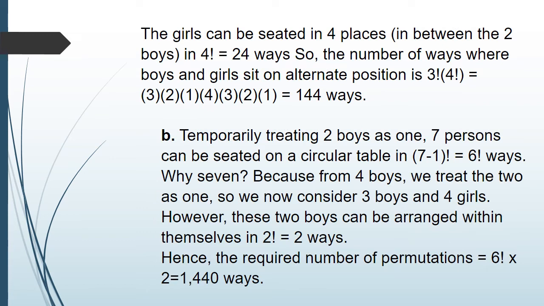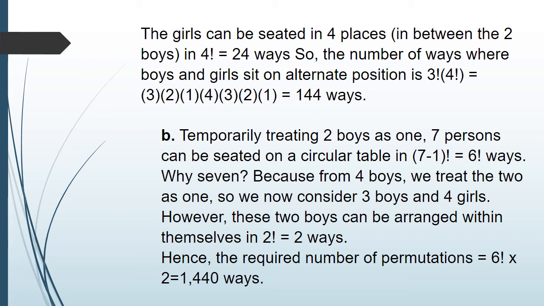The girls can be seated in the 4 places in between the boys in 4 factorial, which is equal to 24 ways. So, the number of ways where boys and girls sit in alternate positions is 3 factorial times 4 factorial, which is 3 times 2 times 1 times 4 times 3 times 2 times 1, which is equal to 144 ways.